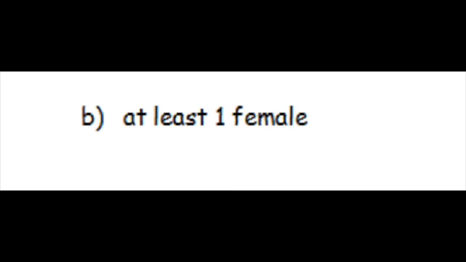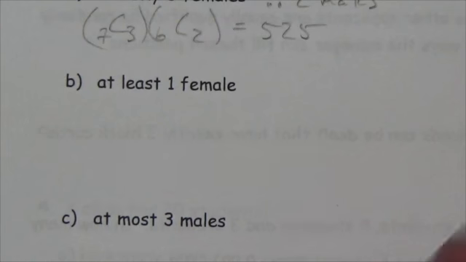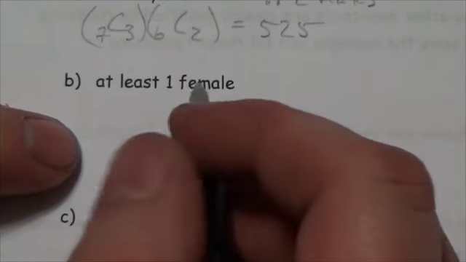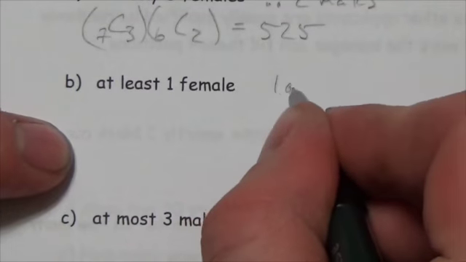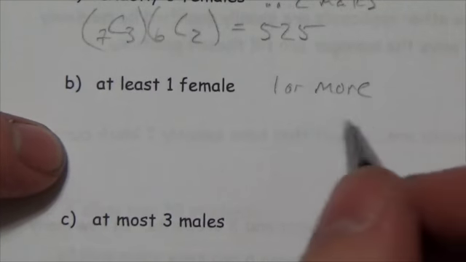At least one female. Okay, to do this at least one female question, there are 2 very distinct ways you could do this, and although one of them is a little bit longer than the other, I think for a lot of people it just makes more sense. At least one female means you could have 1 or more females here, right? So let's talk about this.